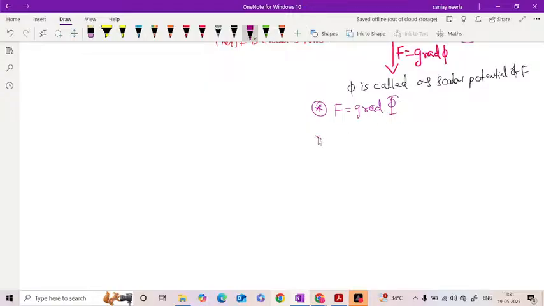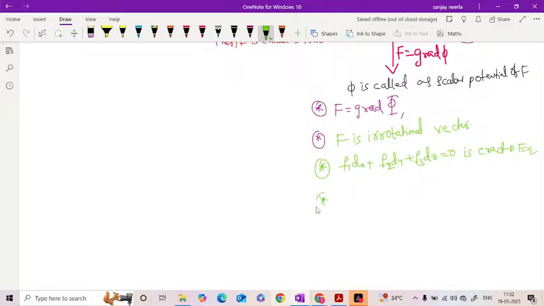And what is the second property? Here I am assuming f is equal to f1 i plus f2 j plus f3 k. Now what is the result here? So here f must be an irrotational vector. This is the second point. And what is the third point? f1 dx plus f2 dy plus f3 dz is equal to 0 is an exact differential equation.